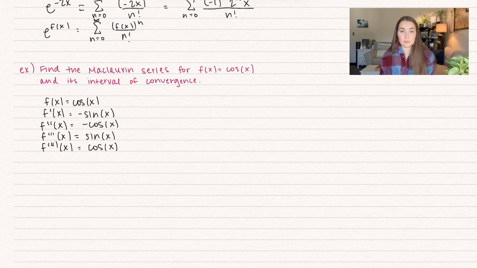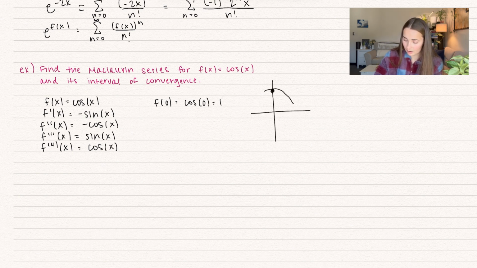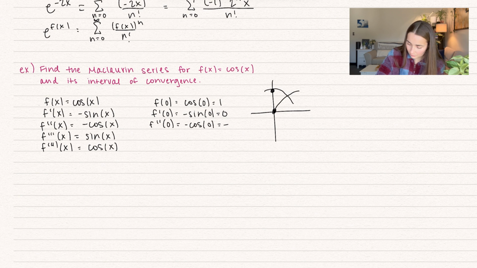So we kind of just went in a little cycle, right? Now what we want to do is evaluate all of these at our a value. In this case, the a value is going to be 0. So we have cosine of 0 is equal to 1, right? At the starting value, if you think about cosine, it starts right here before it goes down. The first derivative evaluated at 0, that's negative sine of 0, is going to be equal to 0. Sine starts up here before it goes up. Okay, so second derivative, negative cosine of 0, that's going to be negative 1. The third derivative is going to be sine of 0, which we know is equal to 0. And then finally, the fourth derivative at 0 is going to be cosine of 0, so we're back to 1.